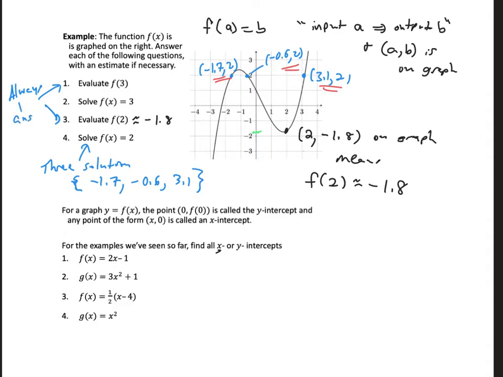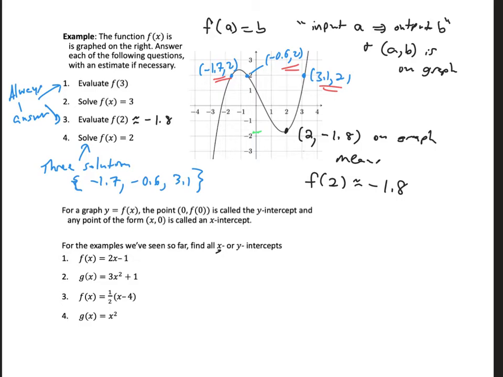And that's what it means to be a function. The questions about solve could have one answer, could have multiple answers, or they could even have no answers. So we always like the evaluate questions better.